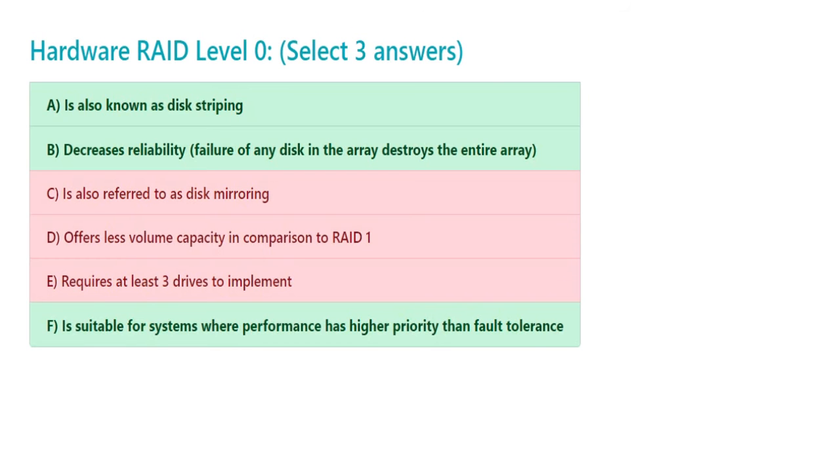The correct answers are A. Is also known as disk striping. B. Decreases reliability. Failure of any disk in the array destroys the entire array. F. Is suitable for systems where performance has higher priority than fault tolerance.